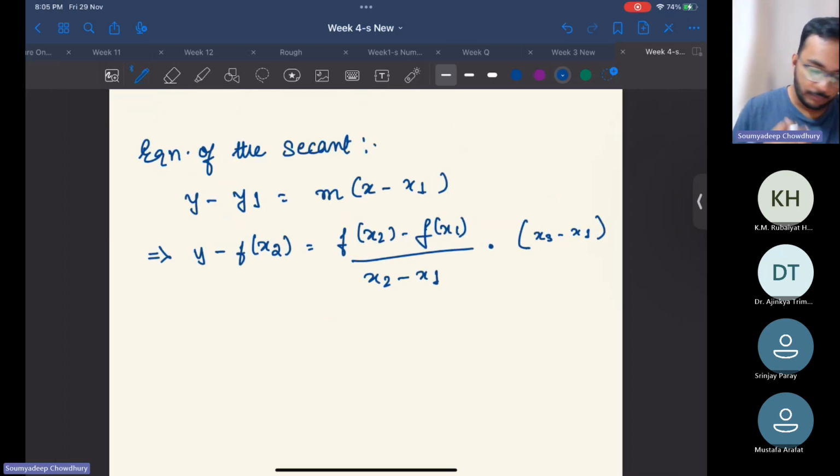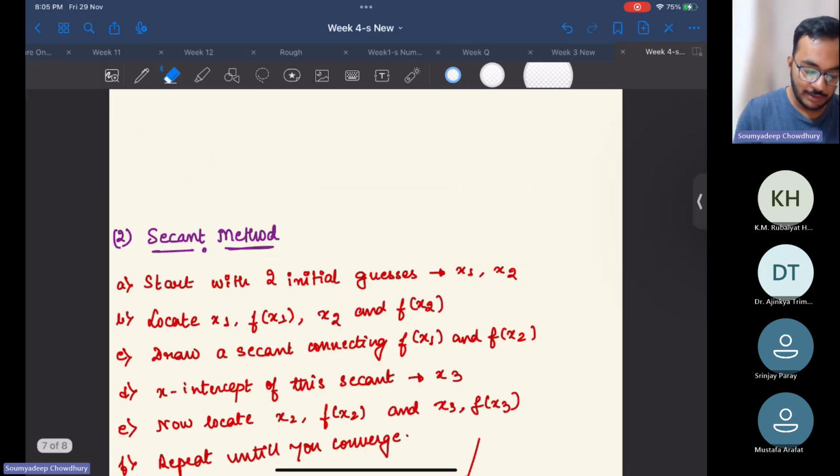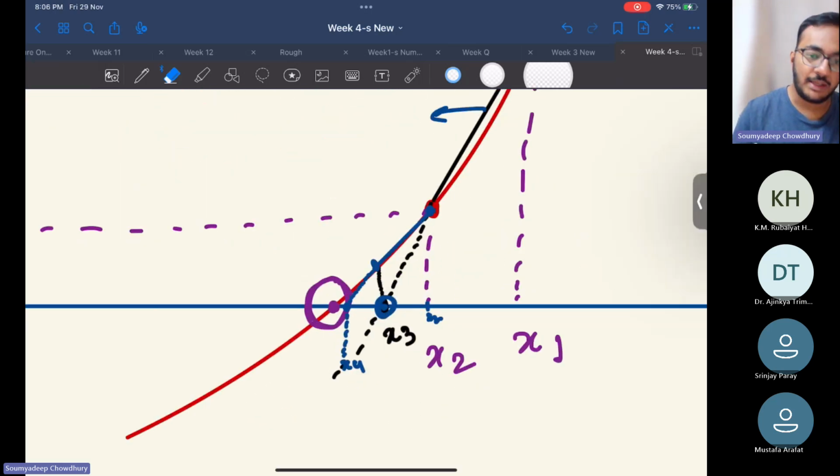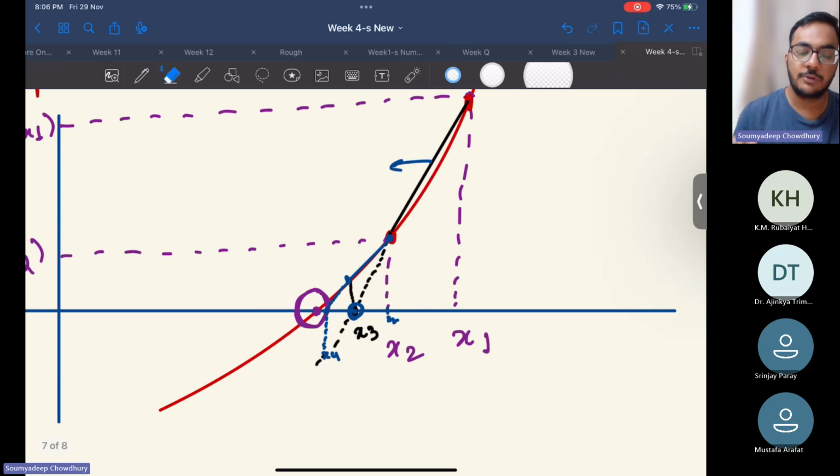Now, if we want to find the value of x3 in this equation, rather, I'll not write x3 here. I'll write it as x only, generalized x. So this is the root we are trying to find out. We'll write x only. So now what is x3 here? It is the point where this secant is intersecting the x-axis, right? So if in this equation we substitute y equals 0, that will basically give me the x-intercept, or that will give me the exact solution, right?